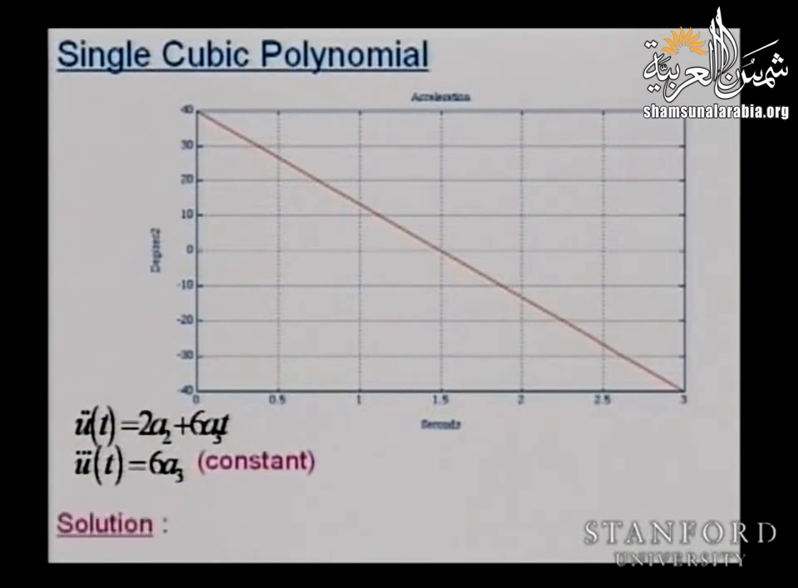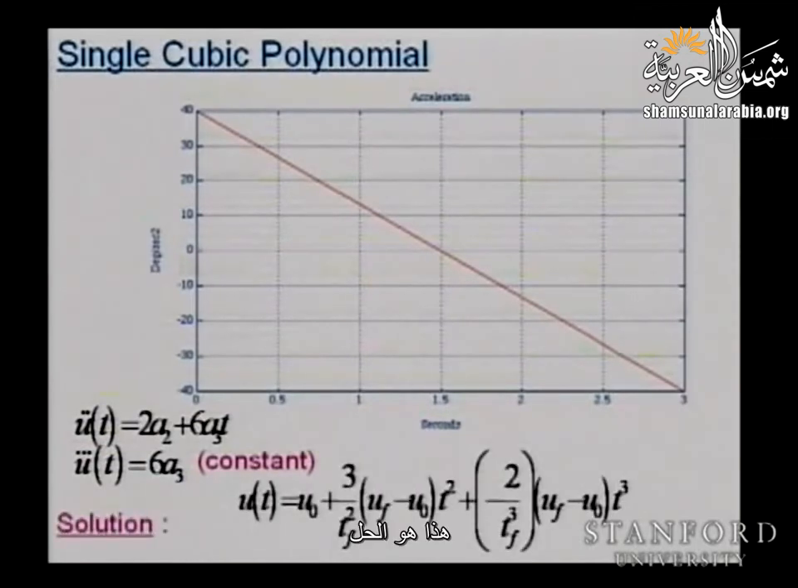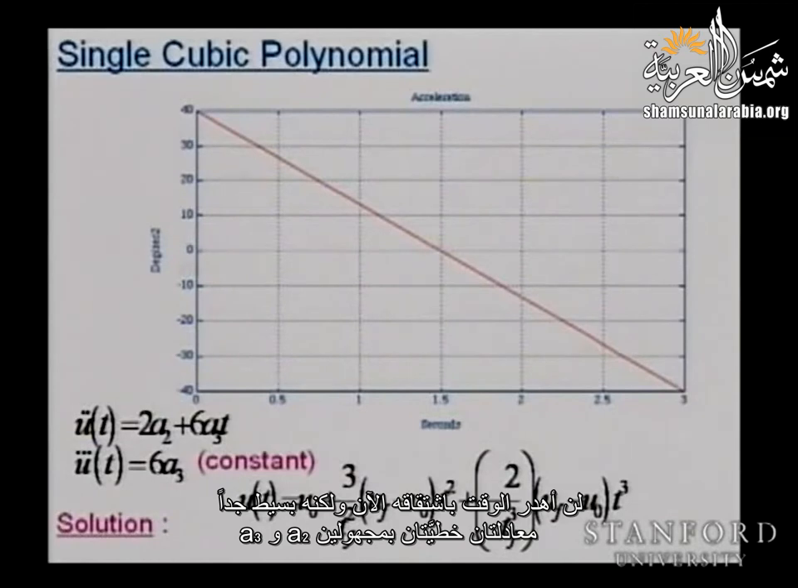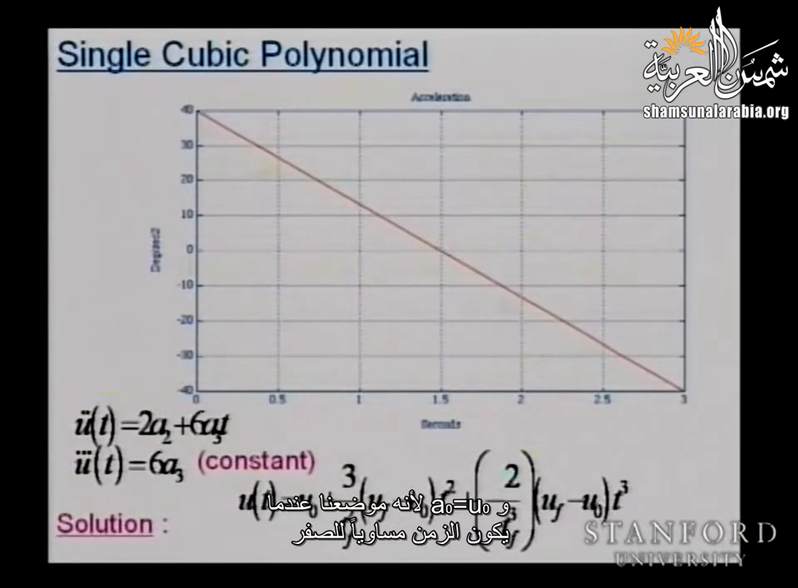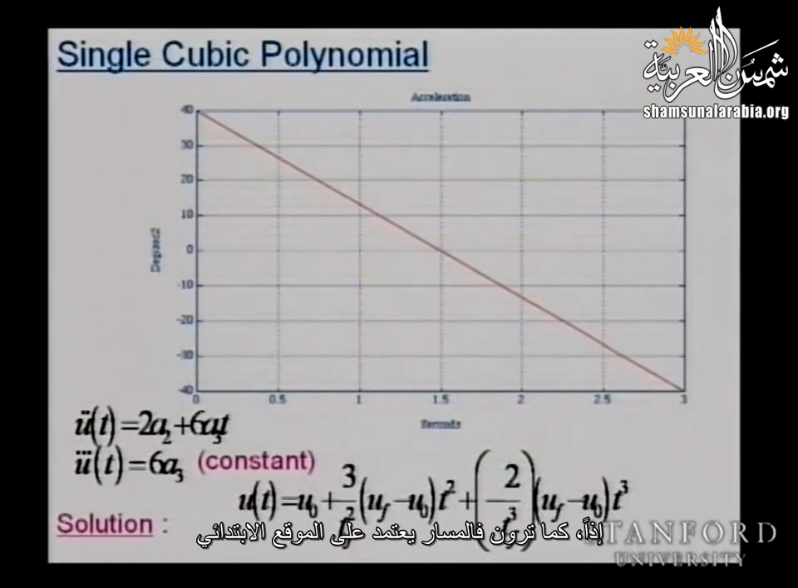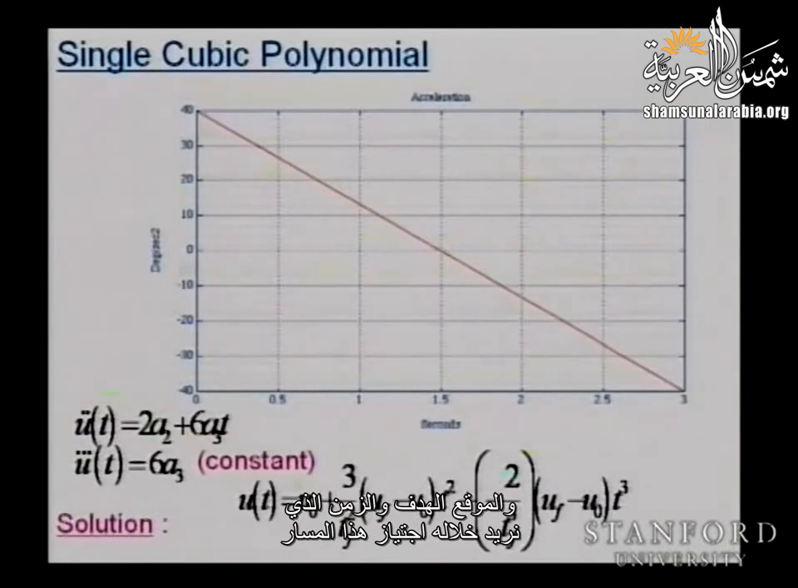So basically, here is the solution. I'm not going to spend the time to derive it right now, but it's pretty simple. Two linear equations with two unknowns, a2 and a3. These are the values of a2 and a3. a1 we set to 0 because the velocity at the beginning is 0. And a0 is u0 because that's the position at time 0. So as you can see, the trajectory depends on the initial position, goal position, and the time that we want to traverse that segment. Okay? Pretty simple so far.